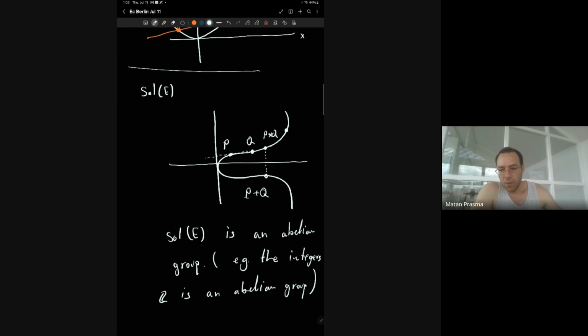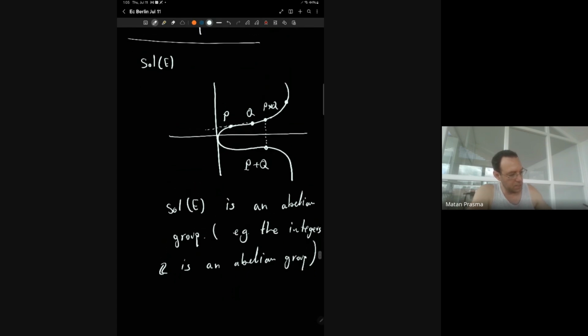And so what we get is an interesting object, because on the one hand it has a geometry, and on the other hand it has an algebraic structure, this abelian group. So this is algebra and a geometric object.